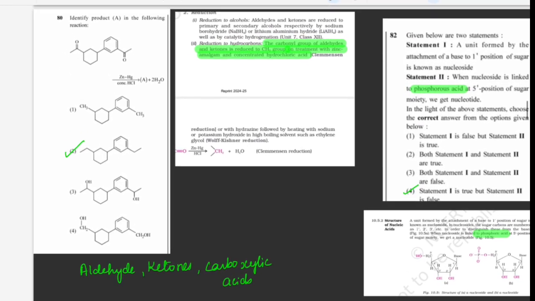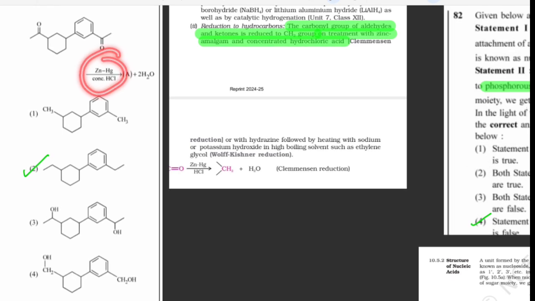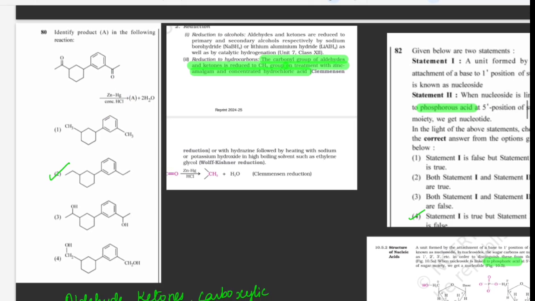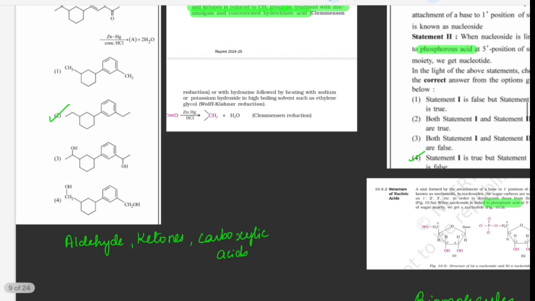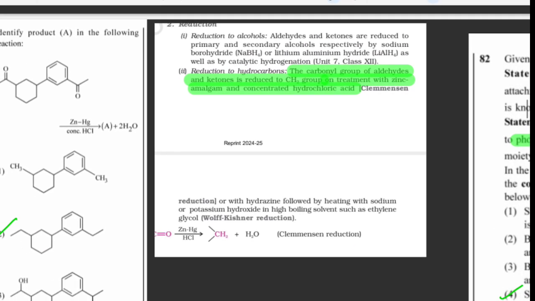Next question is, identify the product in the following. Here there is a reactant. You are treating with zinc amalgam in the presence of concentrated HCl. So this is Clemmensen's reduction. From the chapter Aldehydes, Ketones and Carboxylic Acids, if you check, the carbonyl group of aldehydes and ketones is reduced to a CH2 group on treatment with zinc amalgam and concentrated HCl.